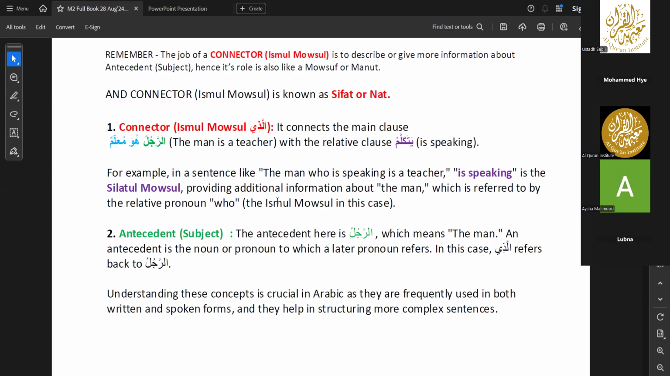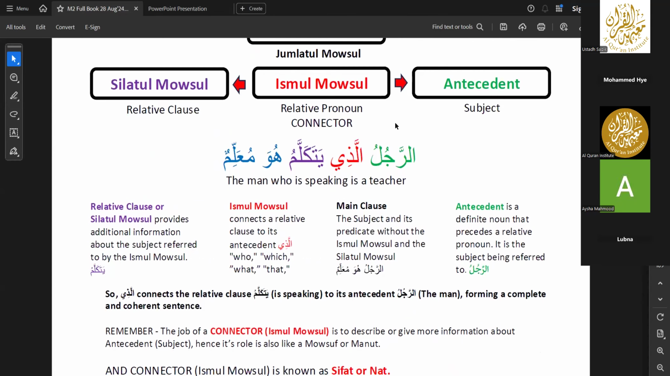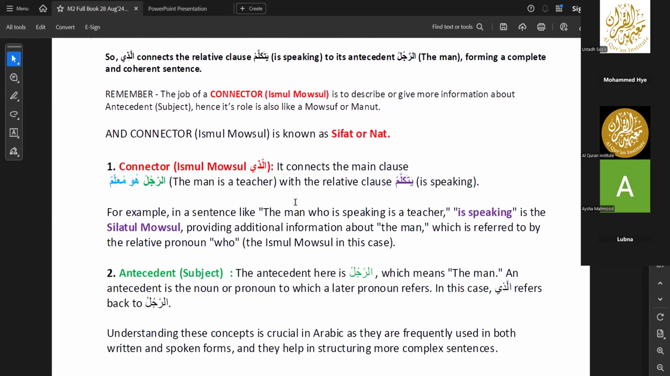And we broke it down. Here, الرجل هو الرجل الذي يتكلم هو معلم. And the Silatul Mawsul is providing additional information about the man, which is referred to by the relative pronoun who. So again, just repetition of what we did before.